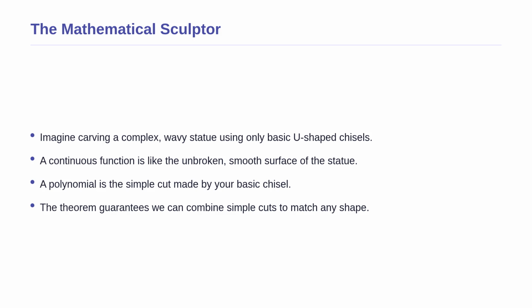The Weierstrass Approximation Theorem is a magical guarantee for the mathematical sculptor. It tells us that no matter how complicated your unbroken statue is, you can combine your simple chisel cuts to match the statue's shape as closely as you could possibly want.